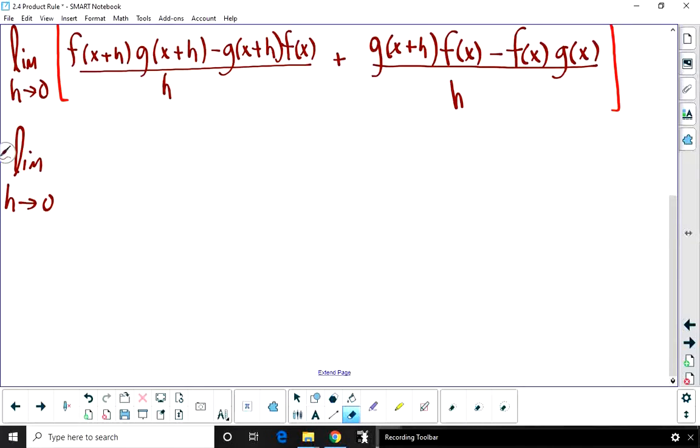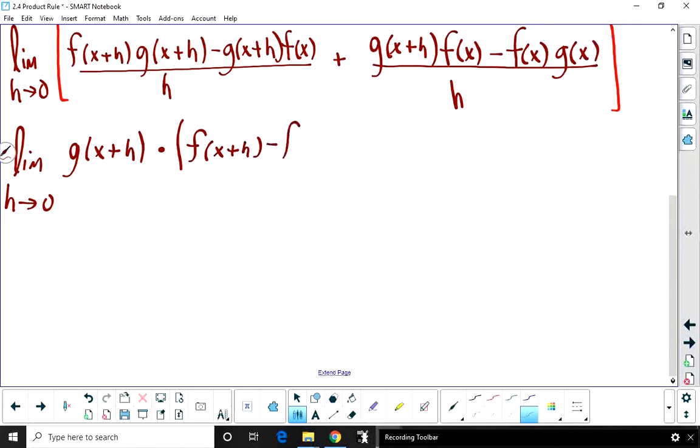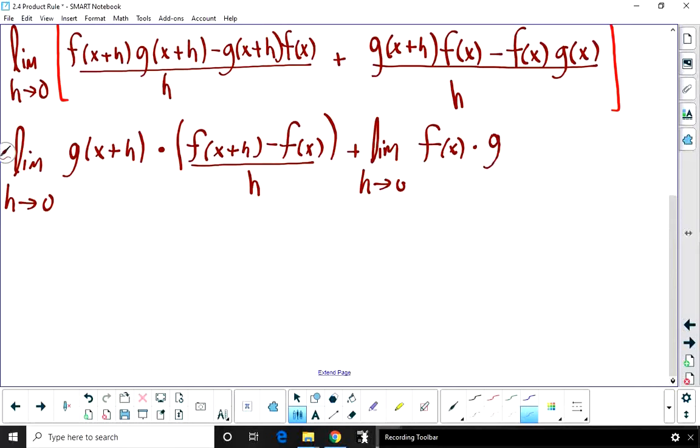g of h plus x, or g of x plus h. So now I have g of x plus h multiplied by f of x plus h minus f of x all over h. And by the way, that should look familiar. Plus, this will be the limit as h approaches 0, and I'm going to factor f of x out of this. So then I'll be left with g of x plus h minus g of x all over h. I guess I don't need that bracket.